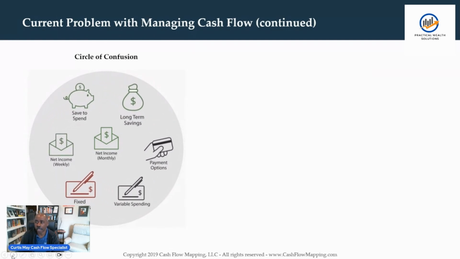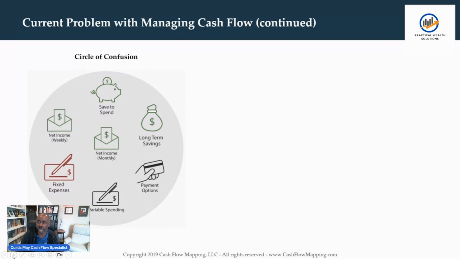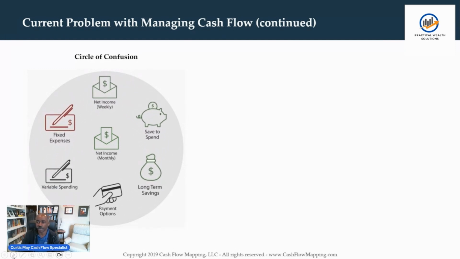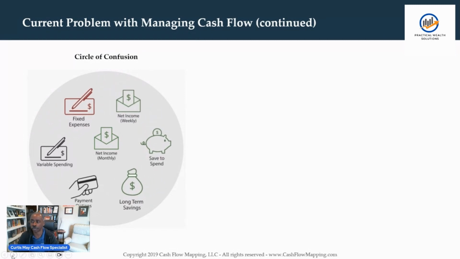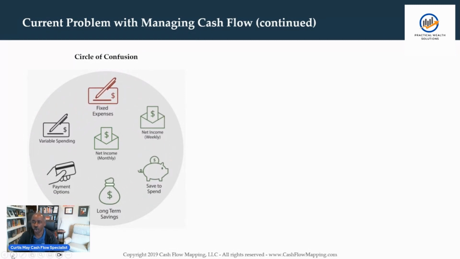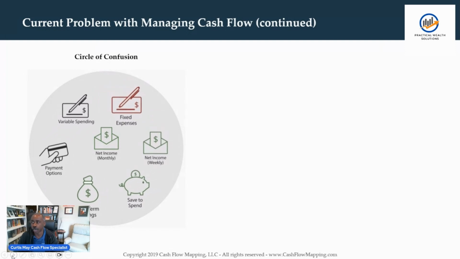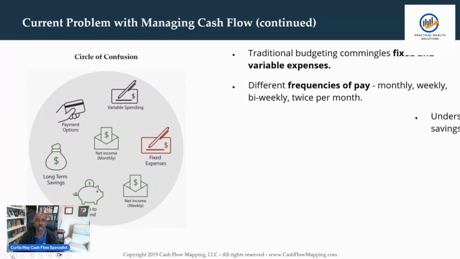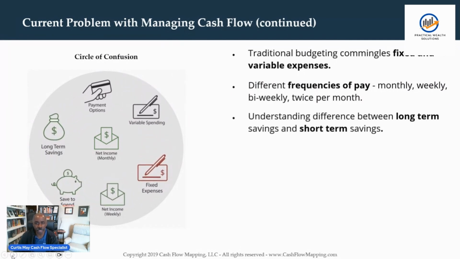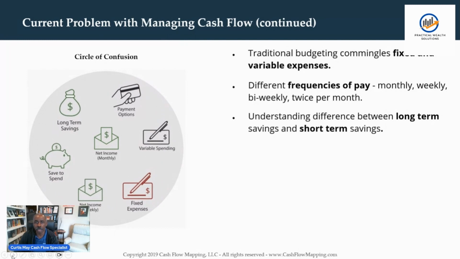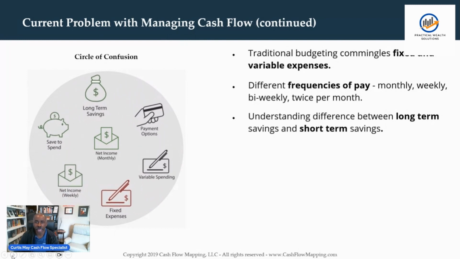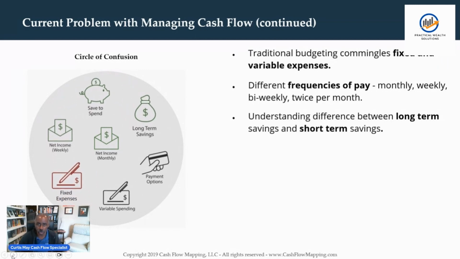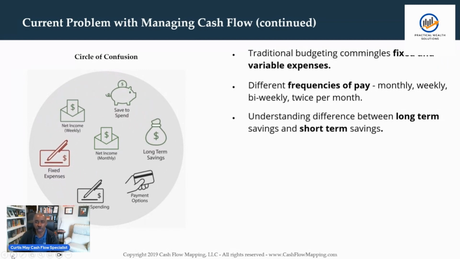Where you've got savings to spend, you've got long-term accounts, you've got net weekly or monthly income, fixed bills, variable spending, you've got Venmo, you've got drafts coming out of your account. And so what happens is we commingle fixed and variable expenses. We have different frequencies of pay, sometimes part-time, side hustles, and it's all mixed into what I call a spending account. Okay, because it's designed for you to spend money, right?